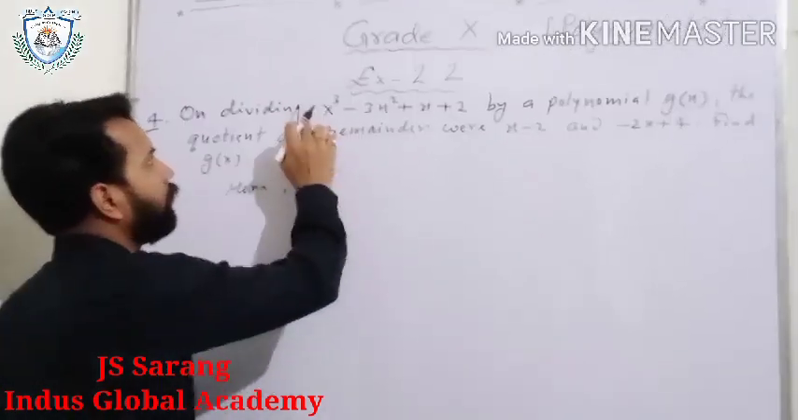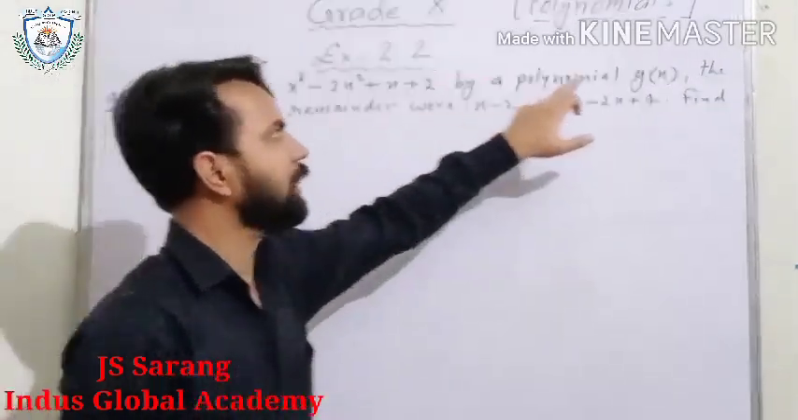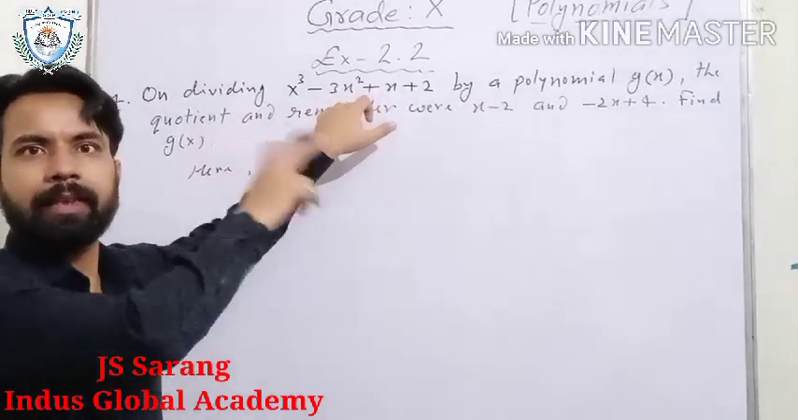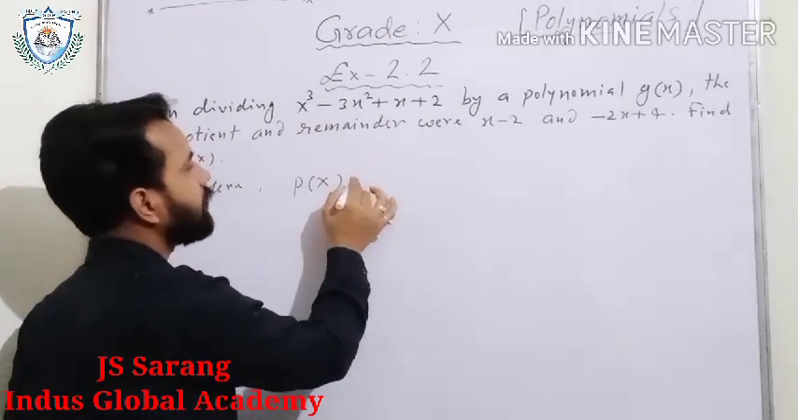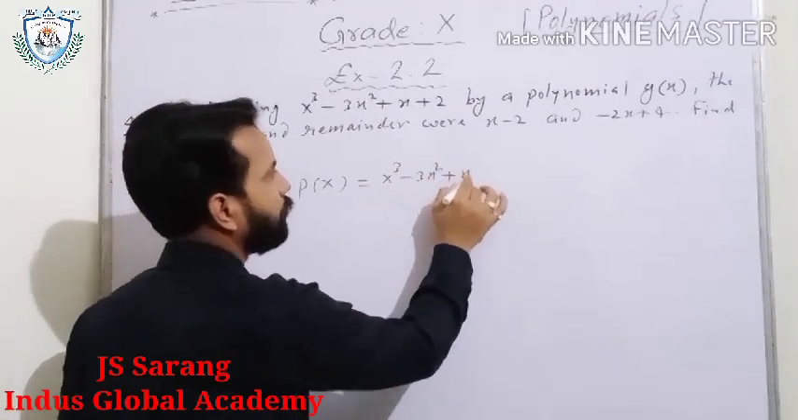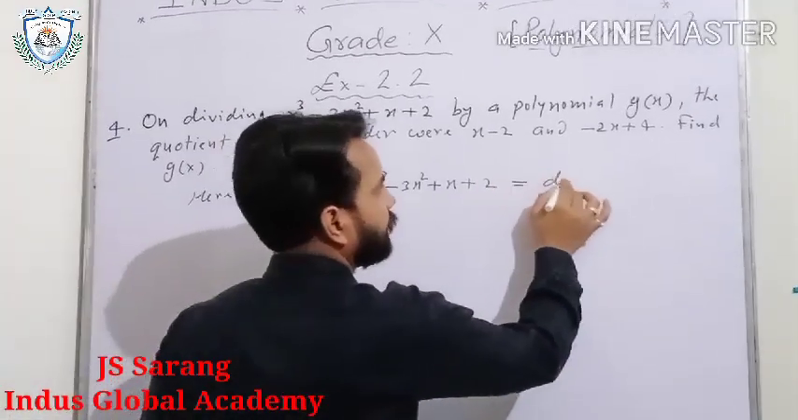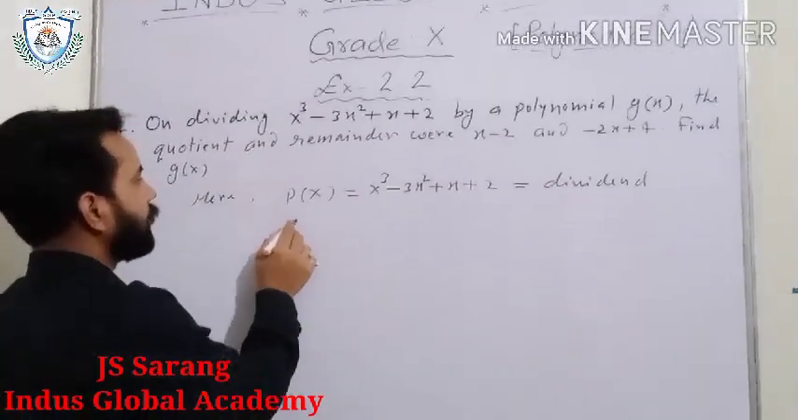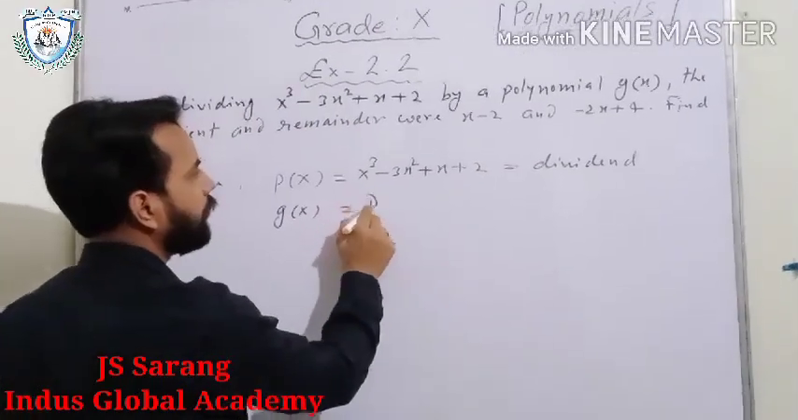What is given? The question is saying when dividing this by g(x), it is known as the dividend. The dividend is known as p(x). So p(x) is given here, x cube minus 3x square plus x plus 2. This is known as the dividend. And g(x), it is dividing by what? g(x) will be the divisor.